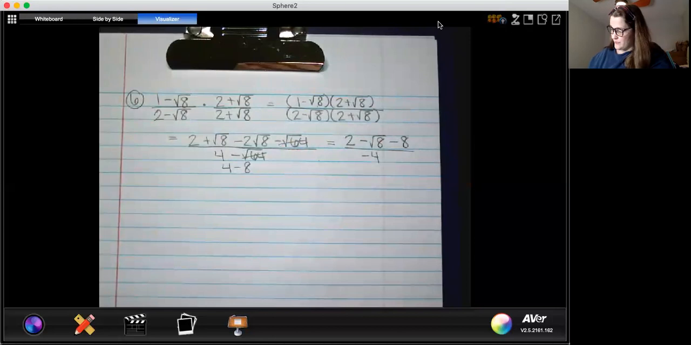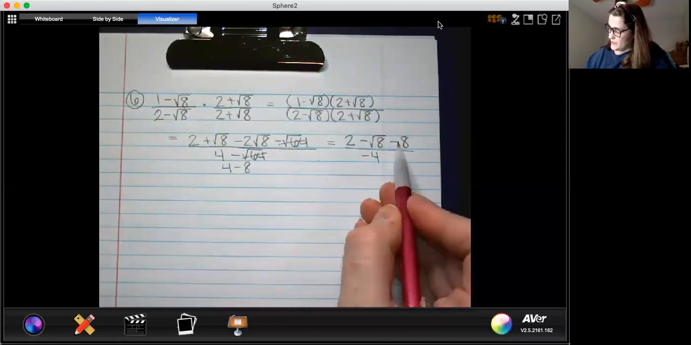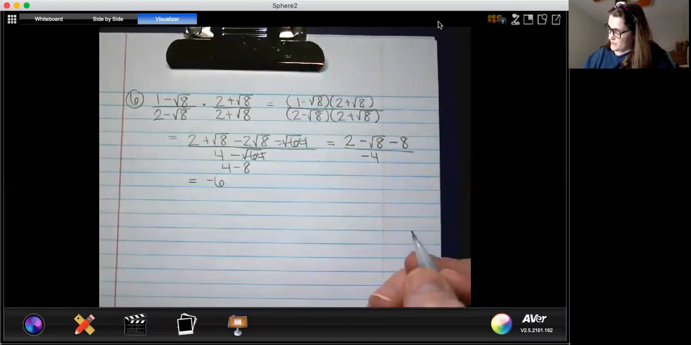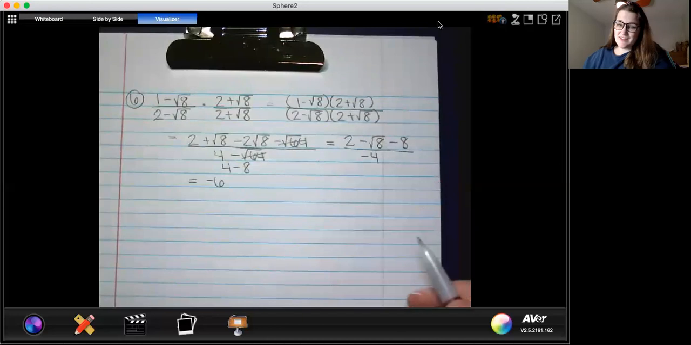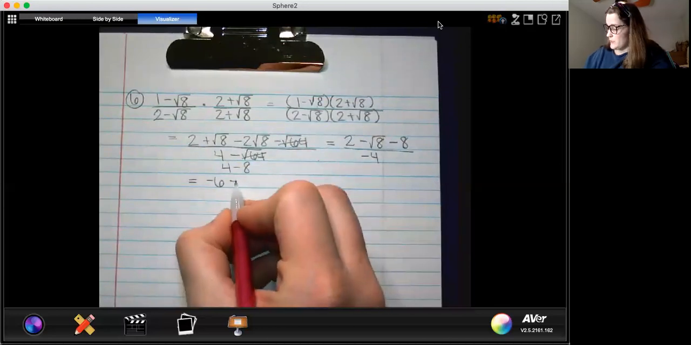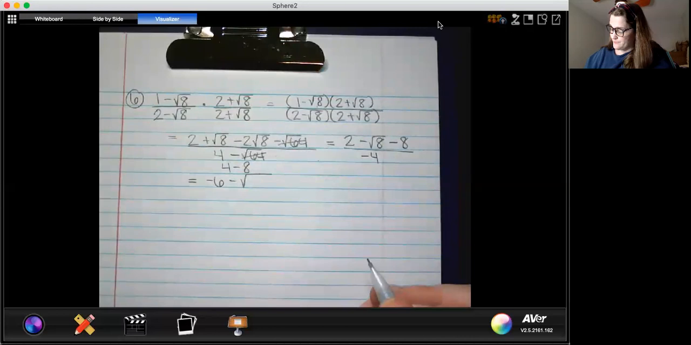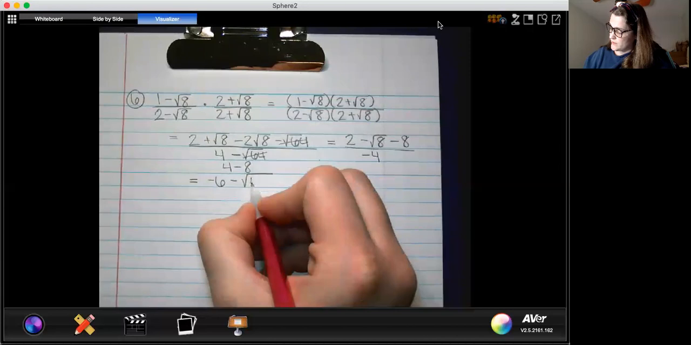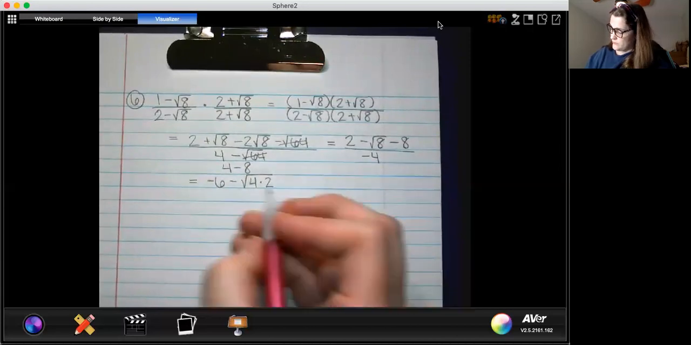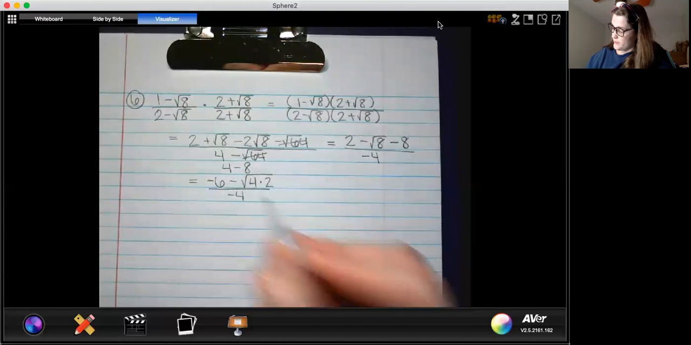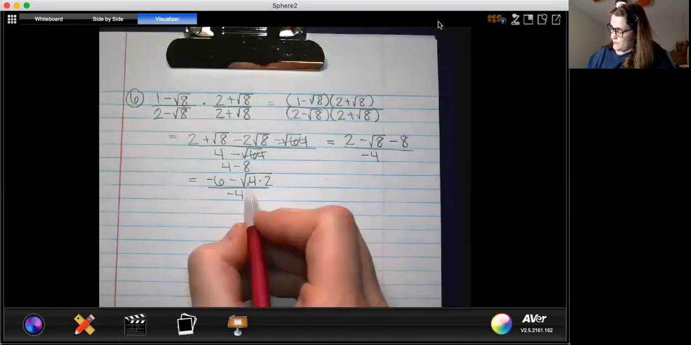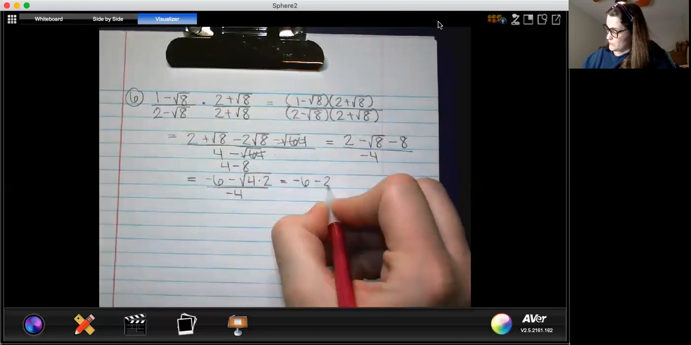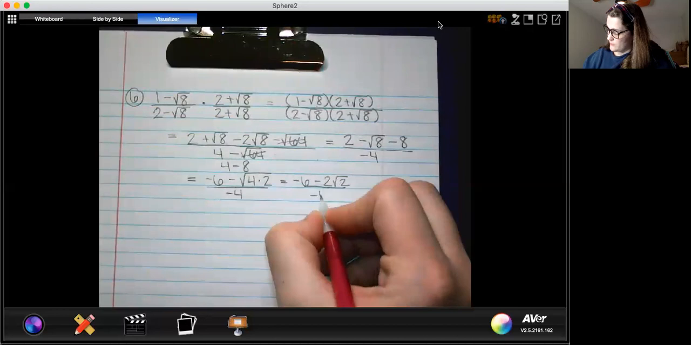Okay, now we've got a lot of simplifying to do. The 2 and the negative 8 can combine to give us negative 6. This square root of 8 can also simplify. It's the first one that could simplify in the sense of breaking it apart. Well, 8, the largest perfect square factor is 4. So 4 times 2. We've got negative 4 in the denominator. This simplifies as negative 6 minus 2 square root of 2 divided by negative 4.